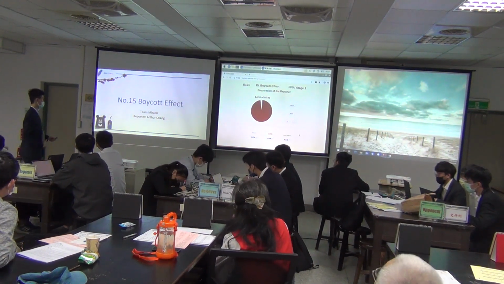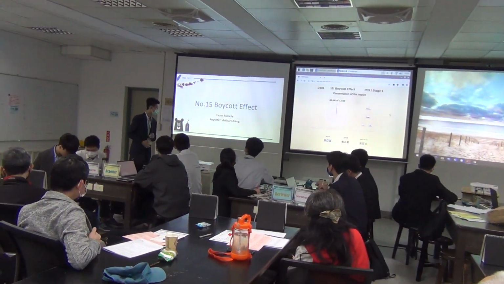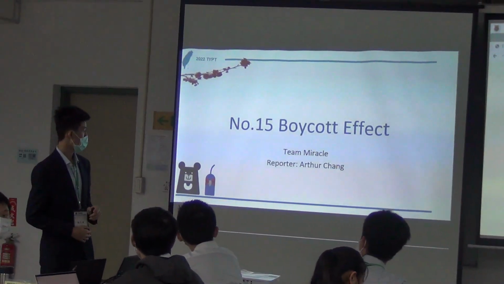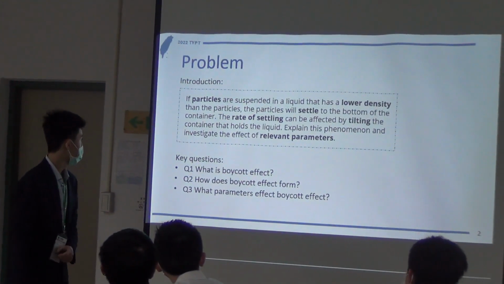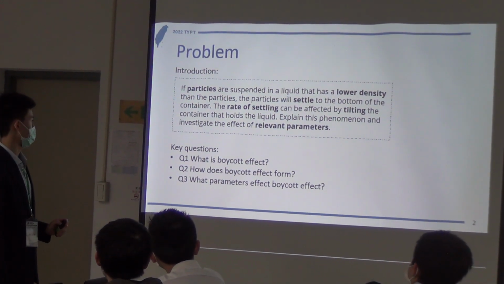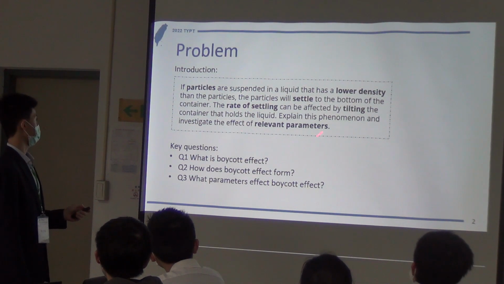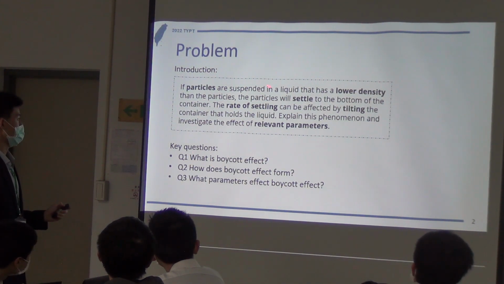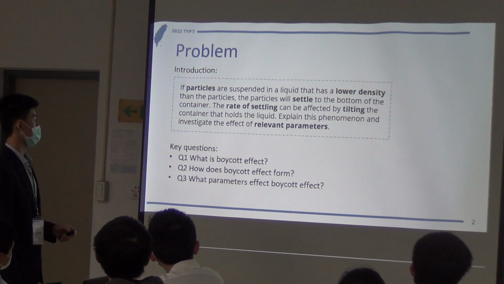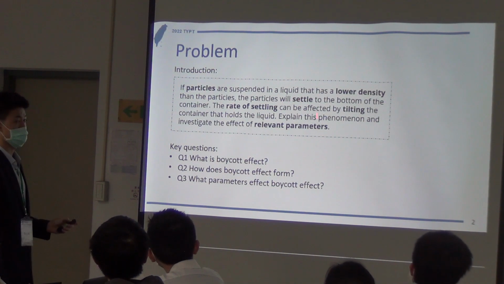So I would like to begin my presentation. Good afternoon. I am Arthur Chung from Team Miracle, and I will be presenting problem 15, boycott effect. The problem statement says that if particles are suspended in a liquid that has lower density than the particles, then they will settle to the bottom of the container. The rate of settling can be affected by tilting the container that holds the liquid. Explain this phenomenon and investigate the effect of relevant parameters.